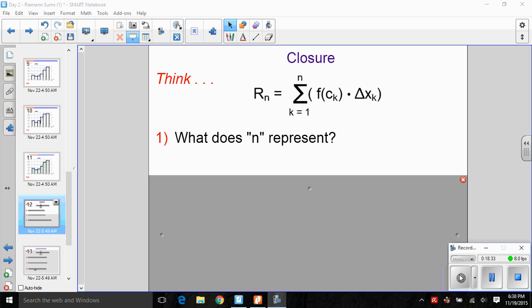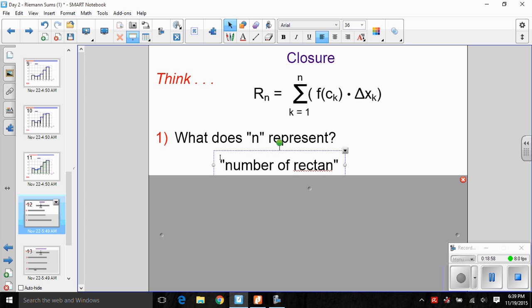Okay, ladies and gentlemen, may I have your attention, please? Thank you. Let's go ahead and break down the pieces of this Riemann sum definition. What does n represent here? Well, n, just like t sub 3 from the beginning, or t sub 4 from the Bellwork question, represents the number of rectangles that we're going to use. So n represents the number of rectangles that we'll be using.